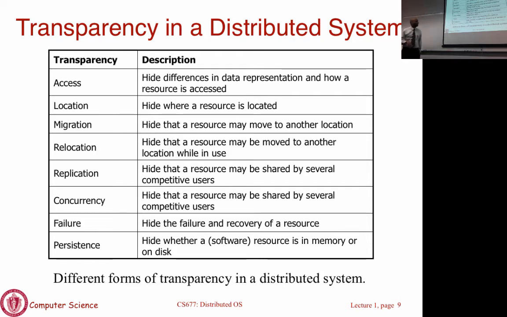Persistence basically says it hides the fact of whether the resource is in memory or on disk. This is often not a very important dimension. Typically, if you put data into a system, you expect to get back that data if it's a cloud system or so on. So in most cases, systems are persistent, and you don't need to worry much about it. But it is another dimension. So there are many such dimensions.